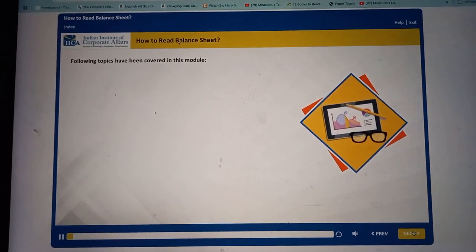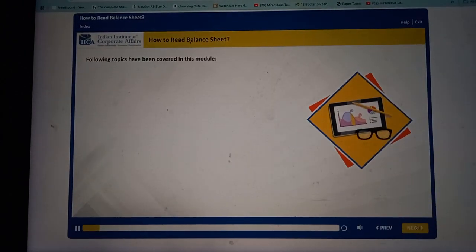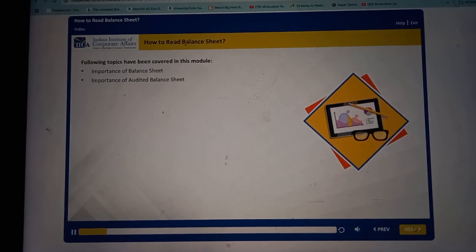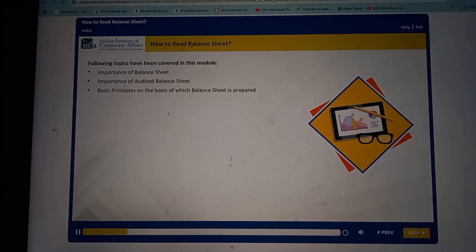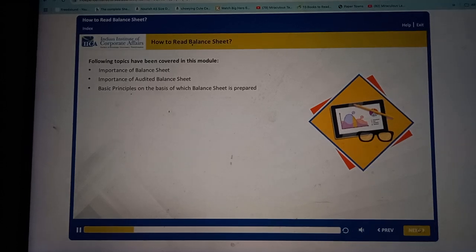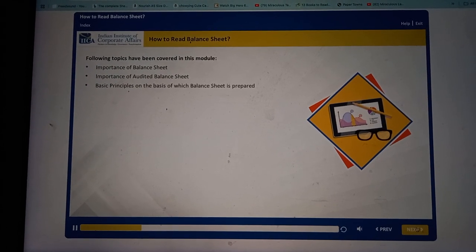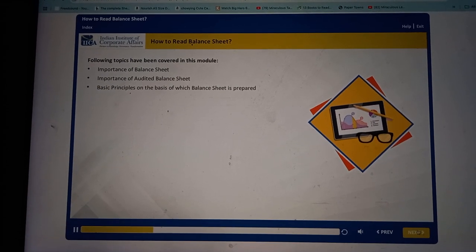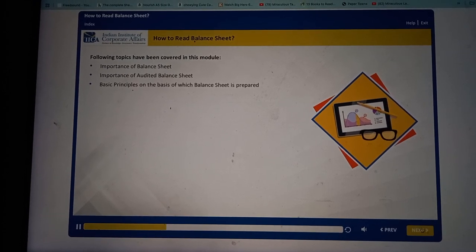Having explained to you, friends, about the importance of the balance sheet, let me first explain in the next step the importance of the balance sheet, one which is audited, and which are the basic principles on the basis of which balance sheet is prepared. It is equally important to know the basic concepts, the generally accepted accounting principles, and the various accounting standards which form the basis for the preparation of the balance sheet.